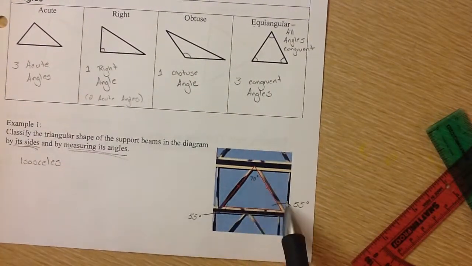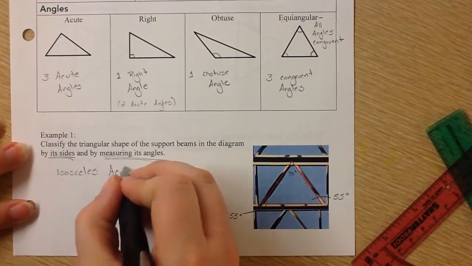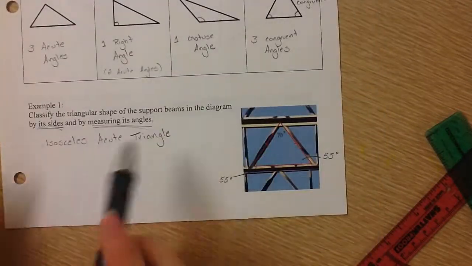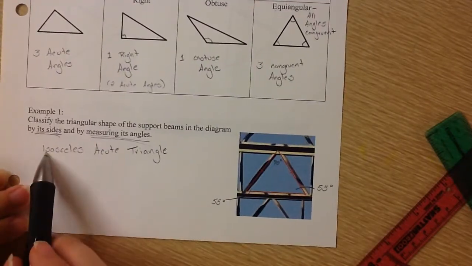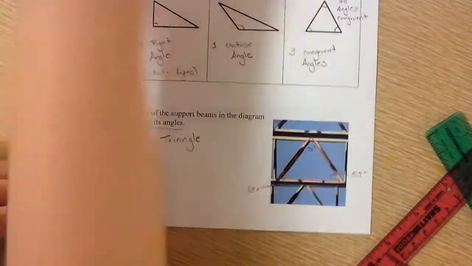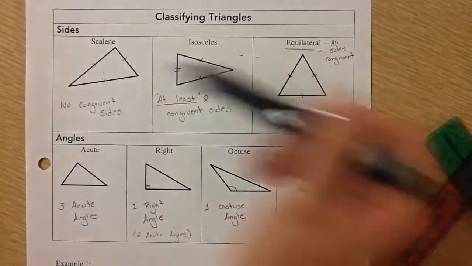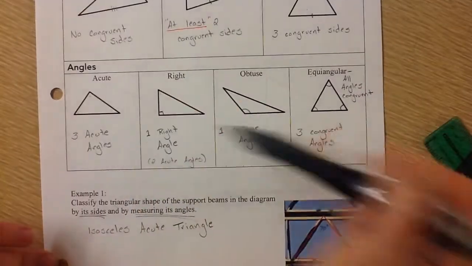So they're all less than 90, so this makes this an isosceles acute triangle. Because all of the angles, it has 3 acute angles, and 2 of the sides are the same. So it makes it an isosceles acute triangle. So a triangle can be both isosceles and acute. Just like you can have both brown hair and be 15. You can be more than one thing. A triangle can be one of these and one of these. A triangle is always one of these or one of these.